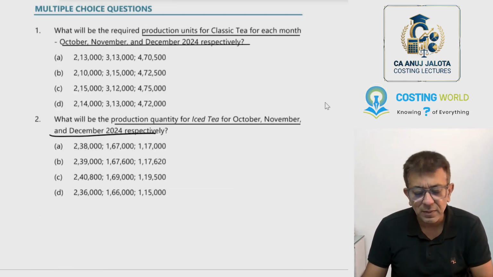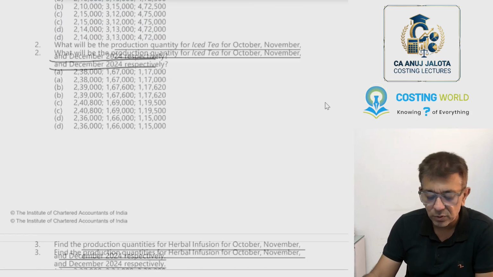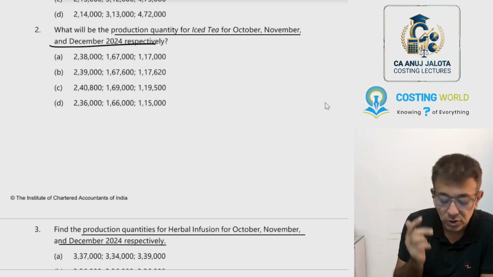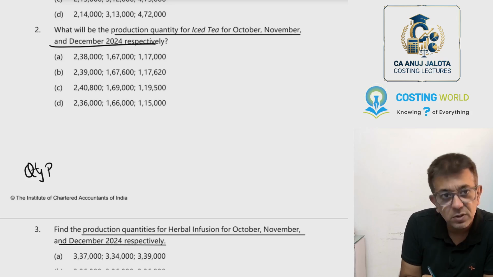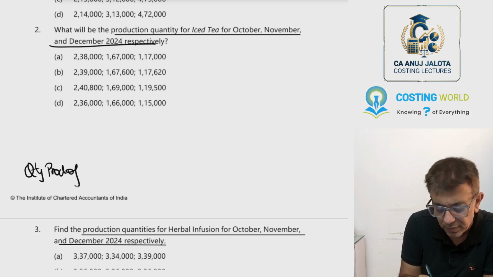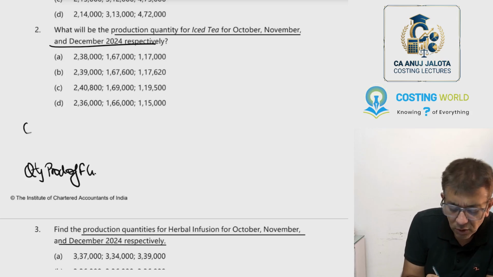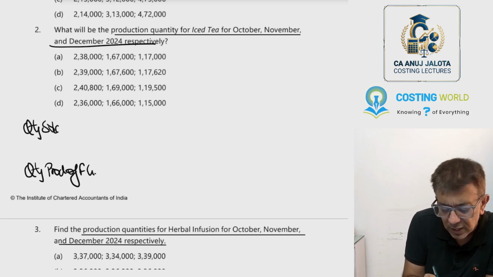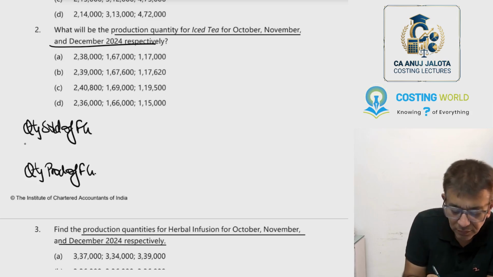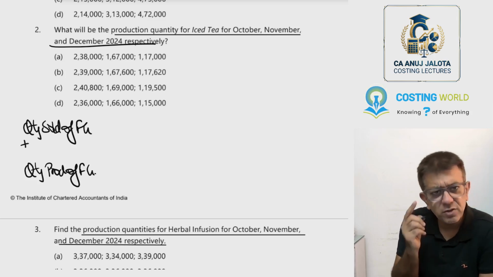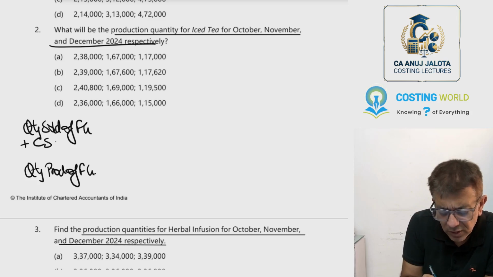Now left are ABCD. See, in all ABCD, you have to be finding out quantity produced of finished goods. If you want quantity produced of finished goods, start with quantity sold of finished goods that we have already got. How to reach from quantity sold to quantity produced? Add closing stock of finished goods less opening stock of finished goods.